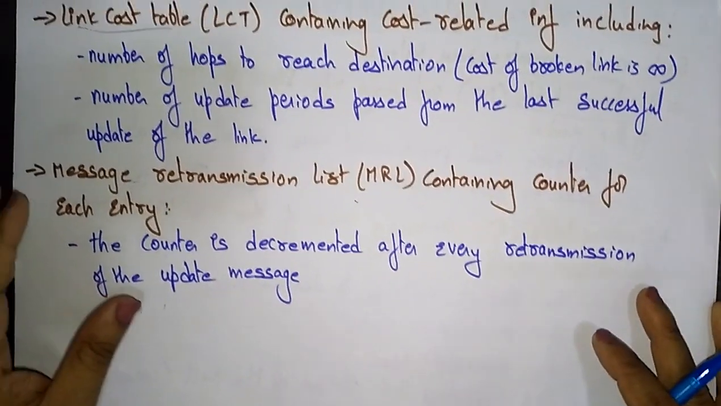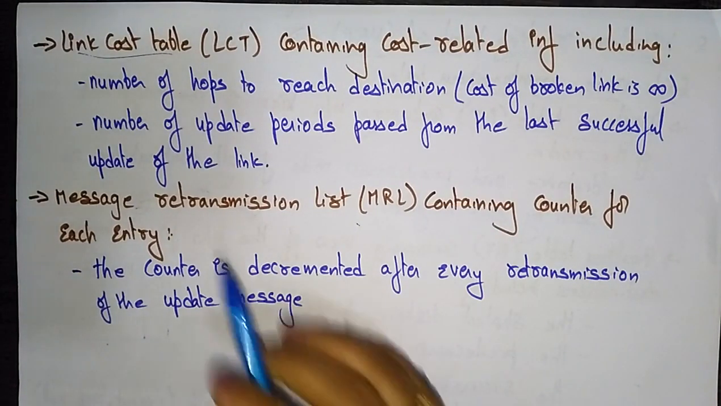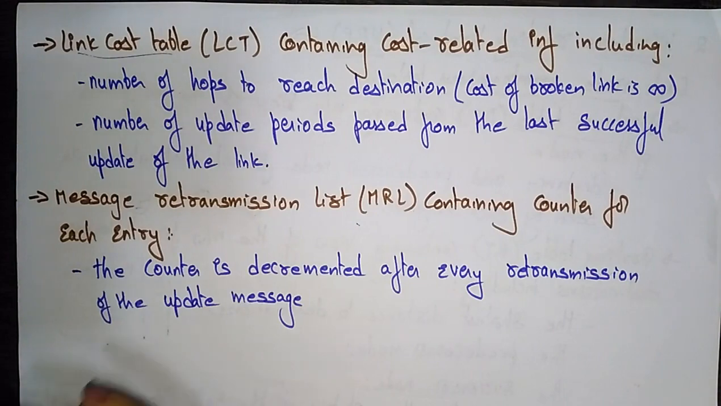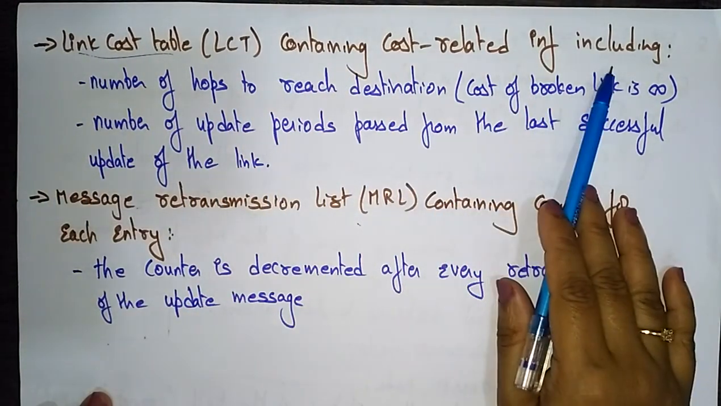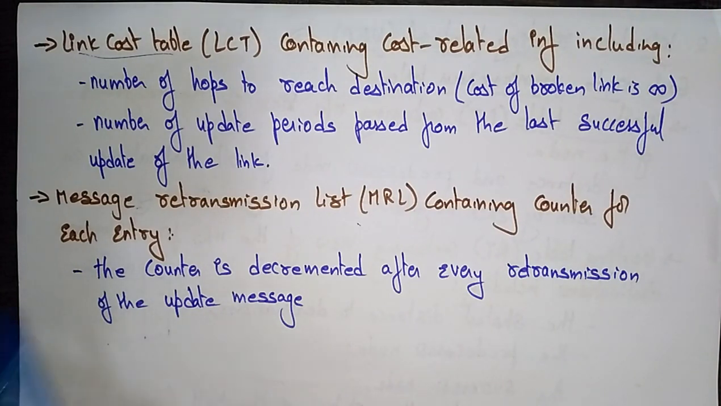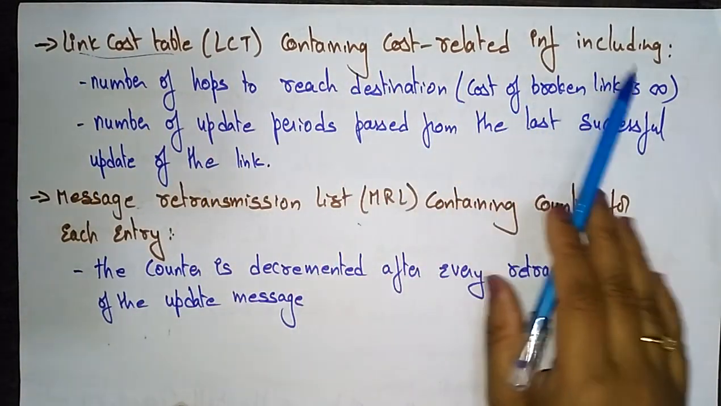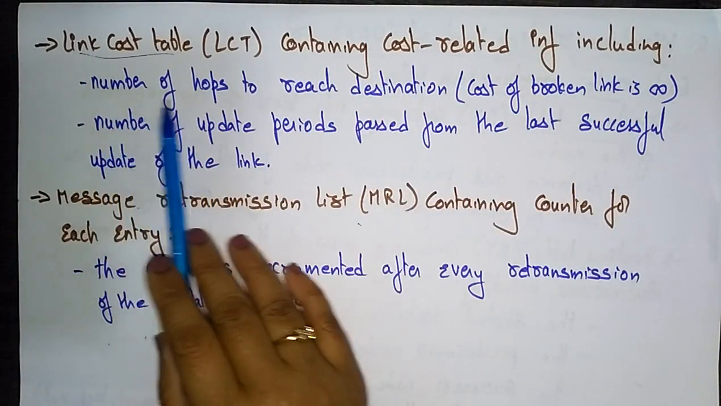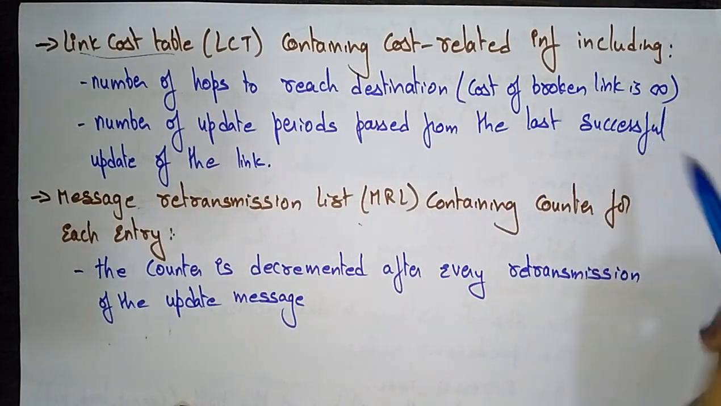And the next one is the link cost table. I said the wireless routing protocol has 4 tables: distance, routing, and the link cost table. The link cost table contains the cost related information. It explains how much cost it takes to pass from one node to another node, so you need to take the minimum cost. It includes the number of hops to reach the destination, and the cost of a broken link, which you call infinity.